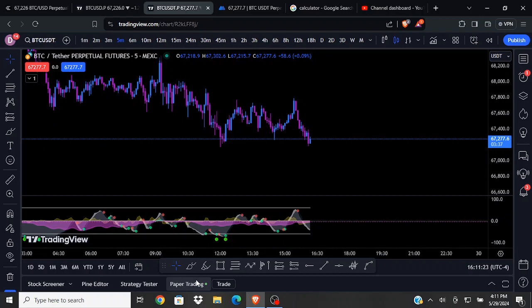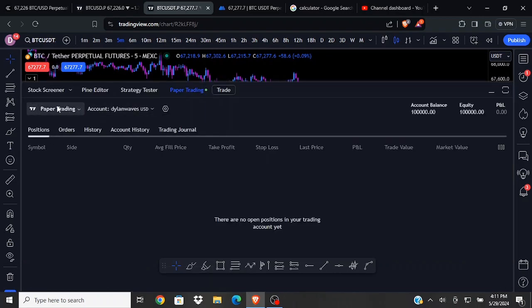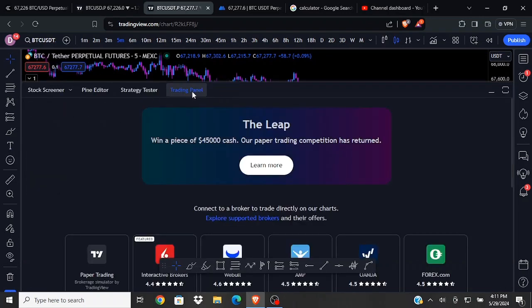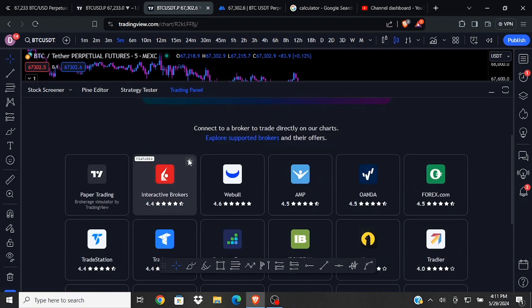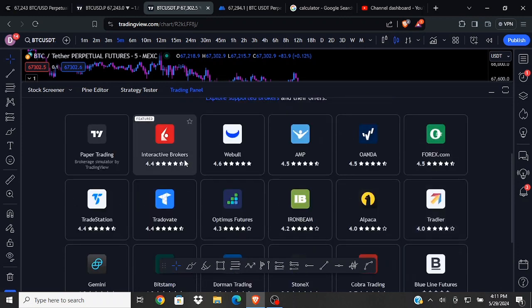So, first off, in order to get to the paper trading function, I will log out so it appears how it will appear to you. Down in the bottom of TradingView, you see Stock Screener, Pine Editor, Strategy Tester, and Trading Panel. Now, this is where you're going to want to go. You click on Trading Panel, and you scroll down, and this is where I guess you can connect different exchanges or brokerages to TradingView to actually trade on TradingView itself with real accounts. But that's not what we're doing here.